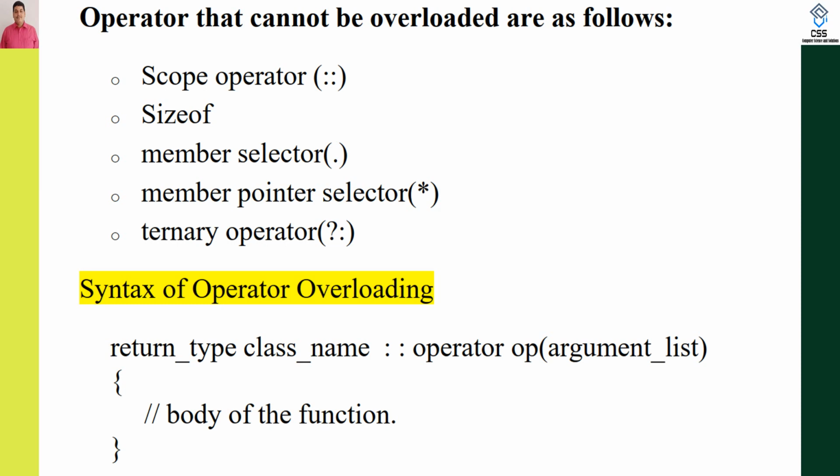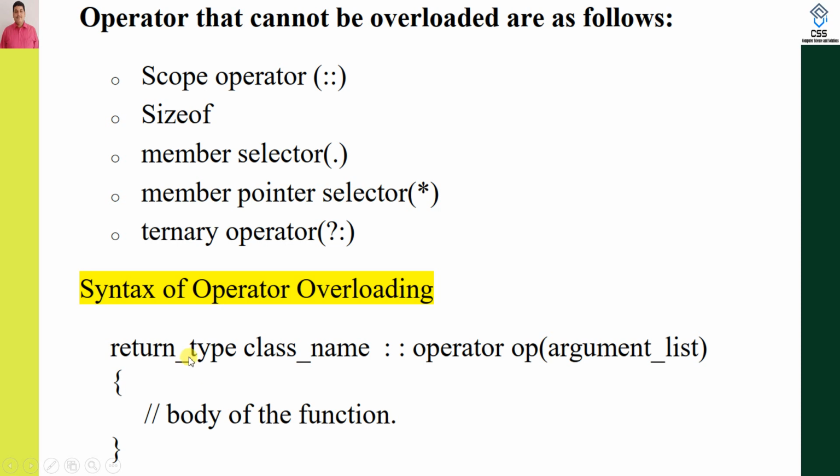What is the syntax of operator overloading? The answer is: return type, meaning void or integer, followed by the class name on which the operator is to be overloaded, then the scope resolution operator if it is accessed outside, followed by operator, which is the keyword, and op, meaning the operator you want to overload, followed by the argument list that basically belongs to the class objects, followed by the set of statements you want to write within the block of the operator.